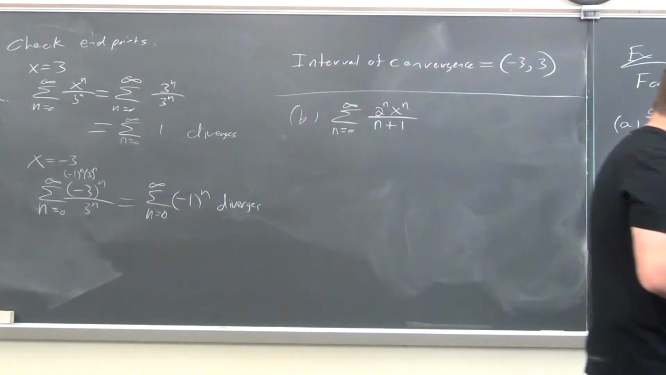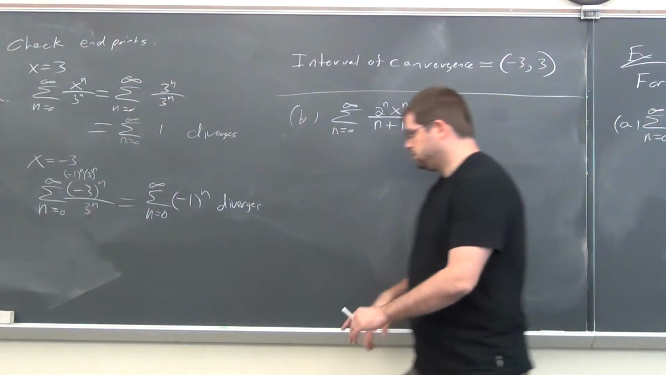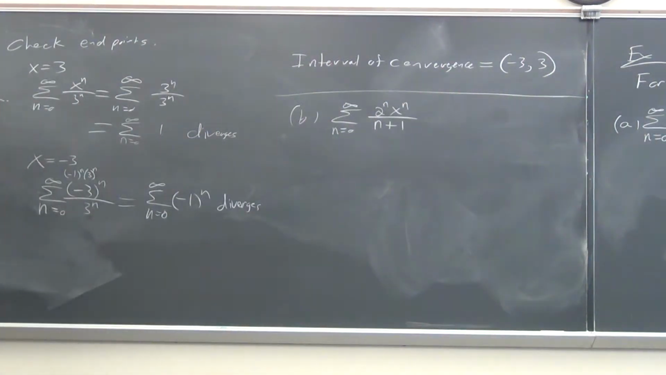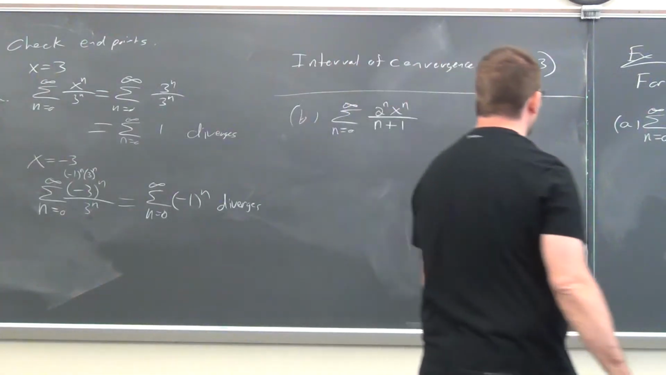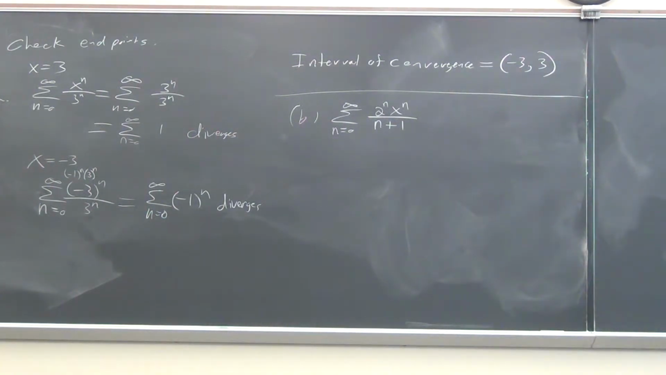2 to the n, x to the n over n plus 1. So take a second and do the ratio test on this one, and then once you perform the ratio test, see what happens. This one's got a little bit different behavior at the endpoint. A lot of it will feel very similar to what we just did, but when you check the endpoints, you'll get some stranger stuff happening.